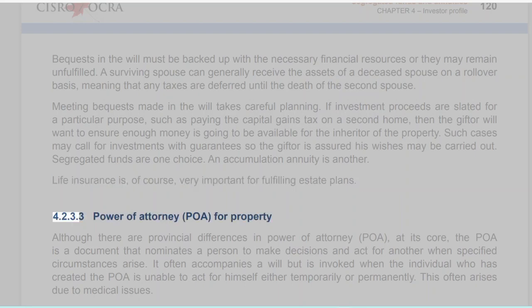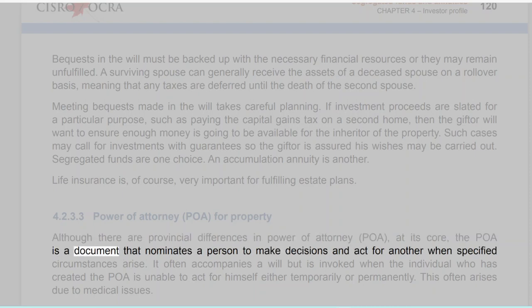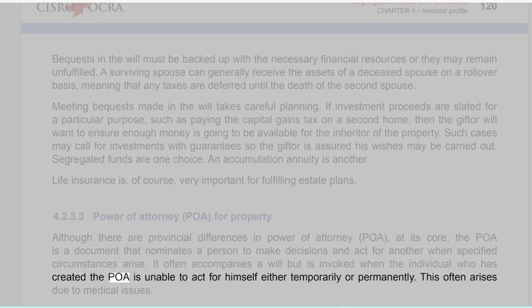For 2.3.3 power of attorney, POA, for property. Although there are provincial differences in power of attorney, at its core, the POA is a document that nominates a person to make decisions and act for another when specified circumstances arise. It often accompanies a will but is invoked when the individual who has created the POA is unable to act for himself either temporarily or permanently. This often arises due to medical issues.